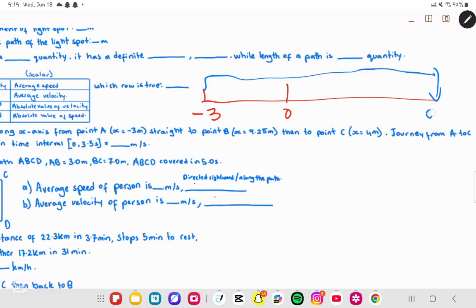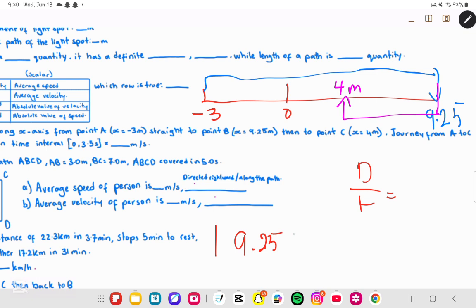Which is 9.25. And then from B, it decides to move back all the way to X is 4 meters. So the distance traveled is what? The distance traveled over the time. You could take the absolute value of each stage. So the first stage is X final, which is 9.25, minus X initial, minus 3, is equal to the absolute value of 9.25 minus 3, which is 12.25, or it's very simply 12.25.